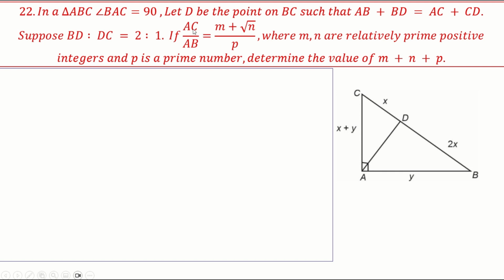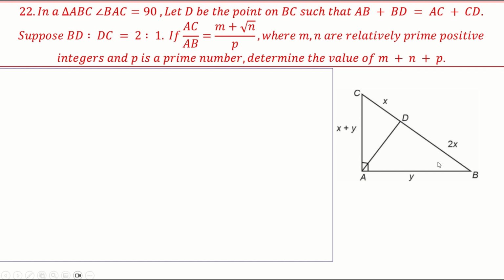Then it asks us to find AC by AB in this format. Then what is the value of M plus N plus P? Let's come to this expression later. It is basically telling you to write AC by AB in this format and then give me the value of M plus N plus P. Now let's look at this one carefully.